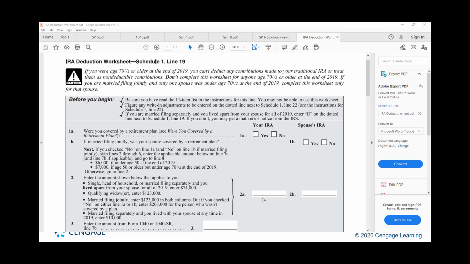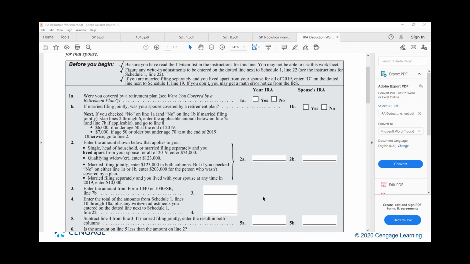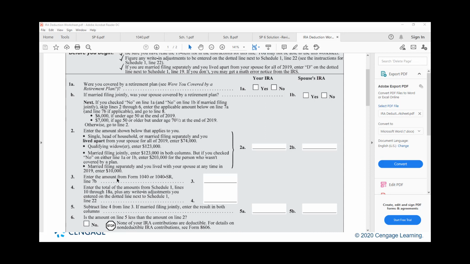The $74,000 represents the threshold. We compare that to line 3. What is line 3? Enter the amount from Form 1040 line 7B. 7B is the total income. We are comparing line 2 to line 3, the total income. Line 4, enter the total amounts from Schedule 1 lines 10 through 18A. These are all of the adjustments.